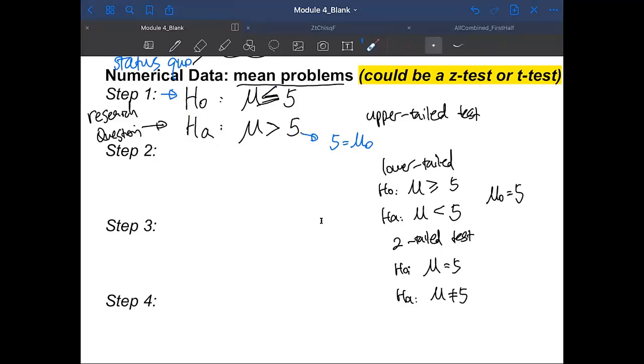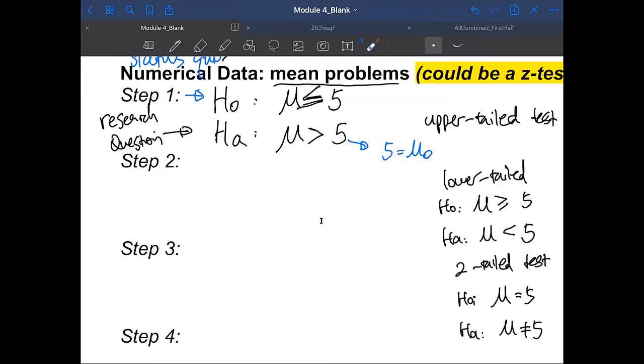Okay, great. So step 2. Do you remember what step 2 is called? What do you do in step 2? You set up the null and alternative. What do you do next? You find the test statistic. Yes, test statistic.